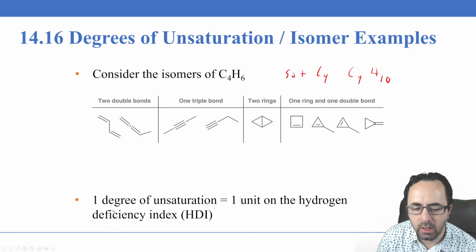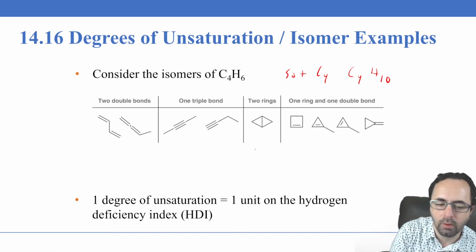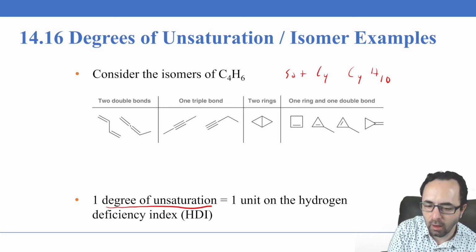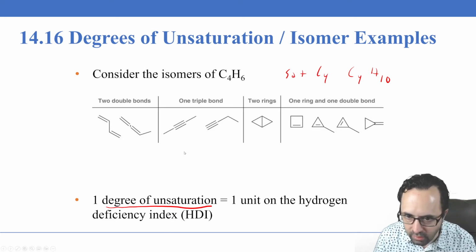There's a term that your book uses: 1 degree of unsaturation is called 1 unit in the hydrogen deficiency index. I tend to use the terminology degree of unsaturation much more, but your book also refers to it as the hydrogen deficiency index, or HDI.